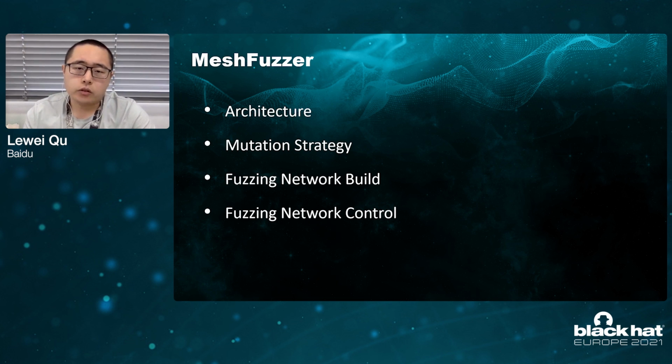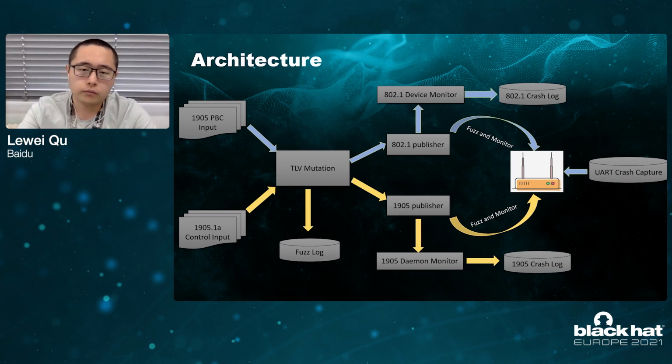So let us introduce our automatic bug hunting tool. We name it MeshFuzzer. We will introduce it in 4 parts. First, the architecture of MeshFuzzer. Second, the strategies of mutation of type length value. Third, how we fuzz network build. Last, how we fuzz network control.